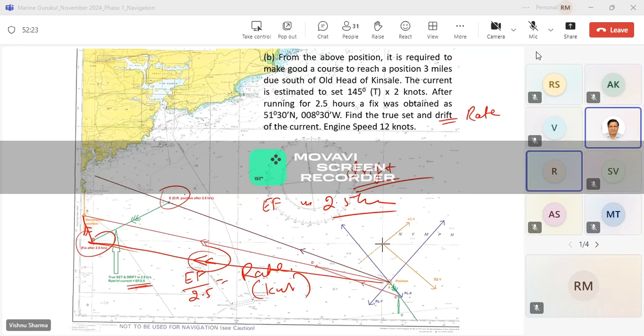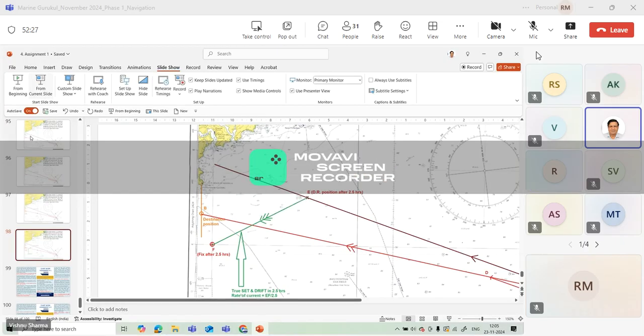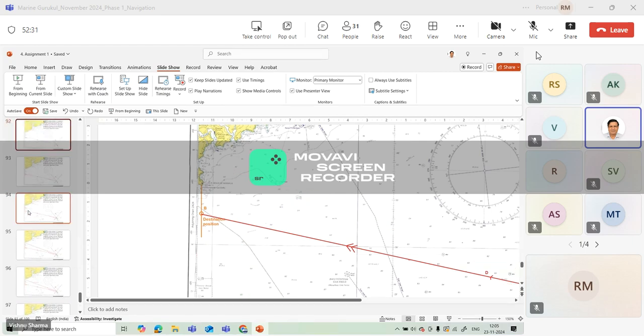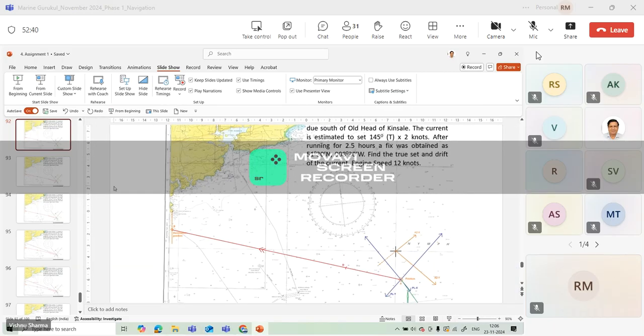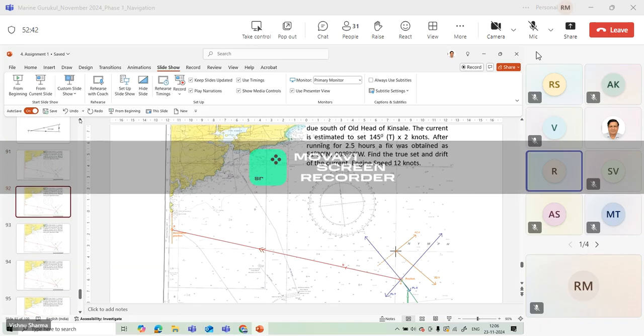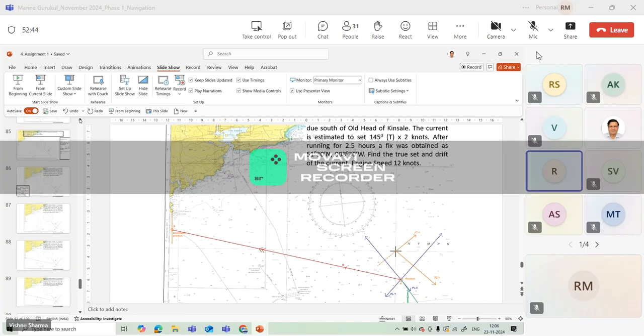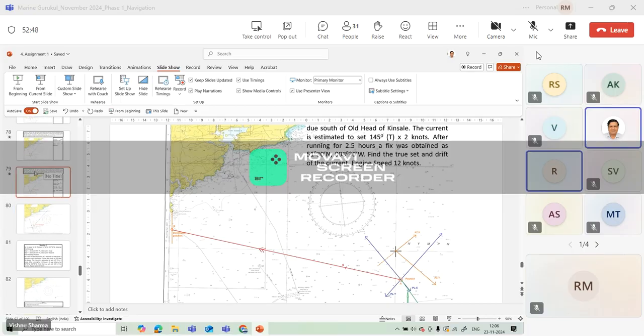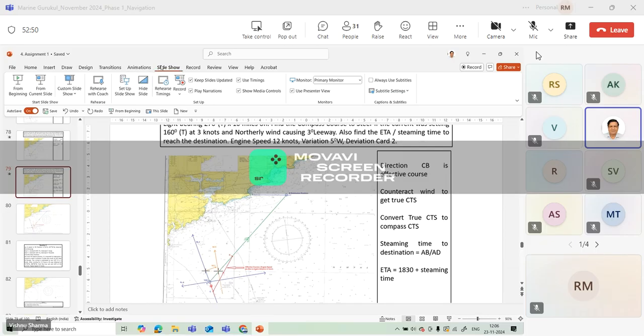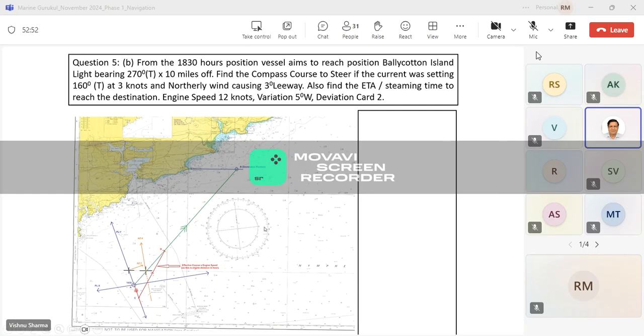Understood, sir. Okay, let me go to question number 5. What was the doubt in question number 5? Tell me. Is this the one? Minimize the screen. No, this is 6 only. Okay, here was the question. Tell me what the doubt is in question part B2.